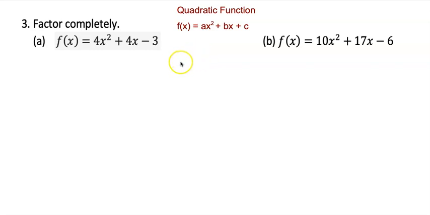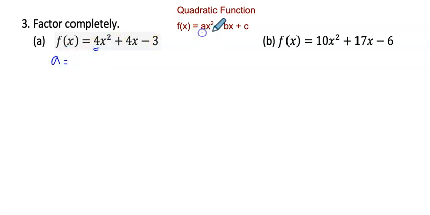Okay, factor completely. So you have a function here, f of x is equal to 4x squared plus 4x minus 3. As its degree is 2, it is an example of a quadratic function. Here you have a standard form of a quadratic function, f of x is equal to ax squared plus bx plus c.